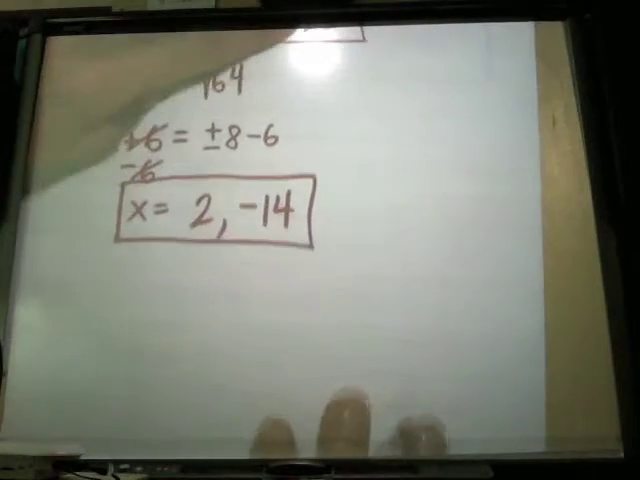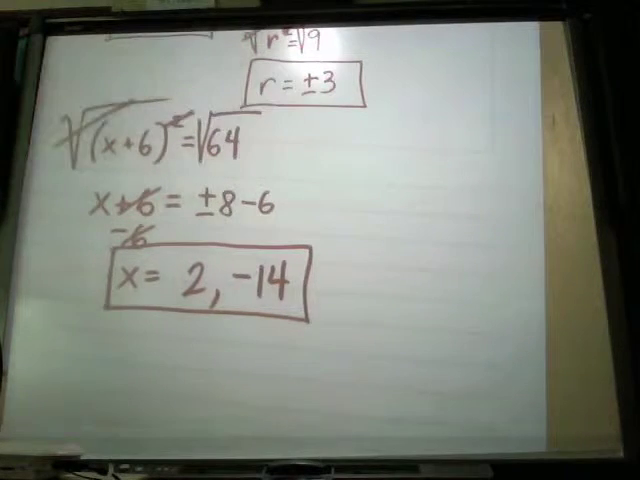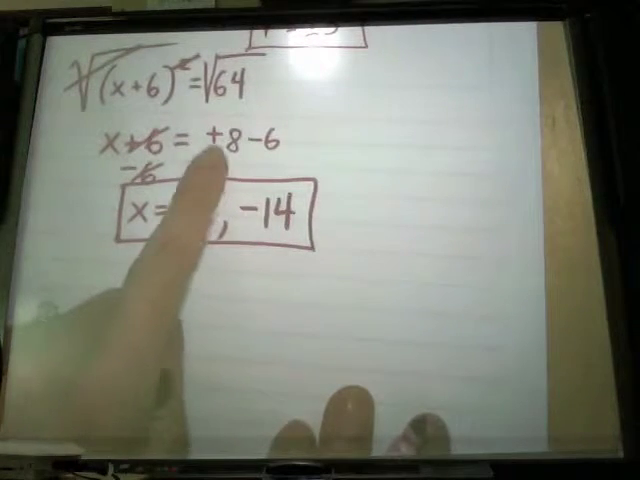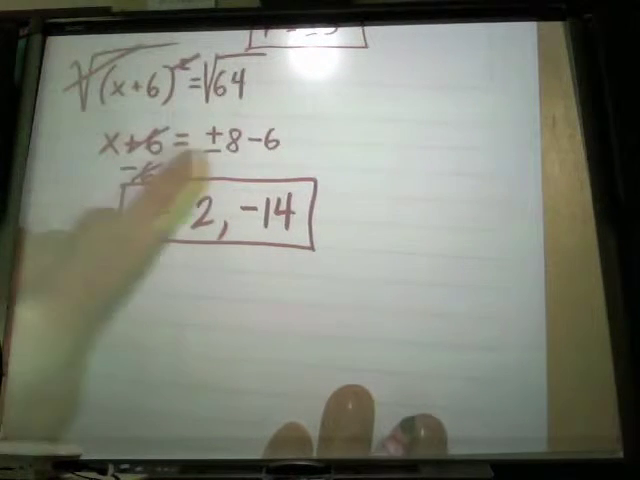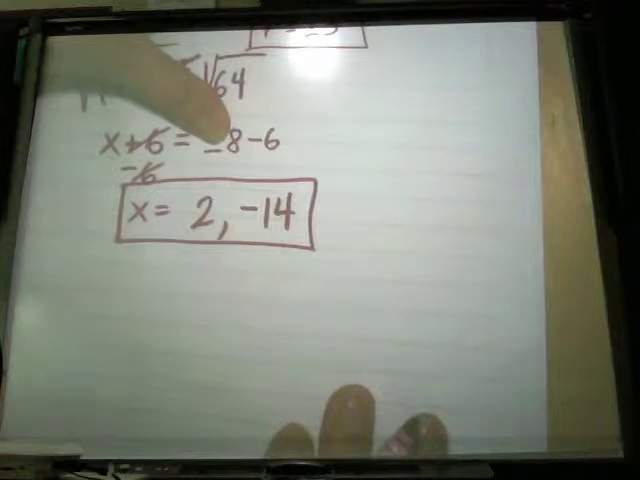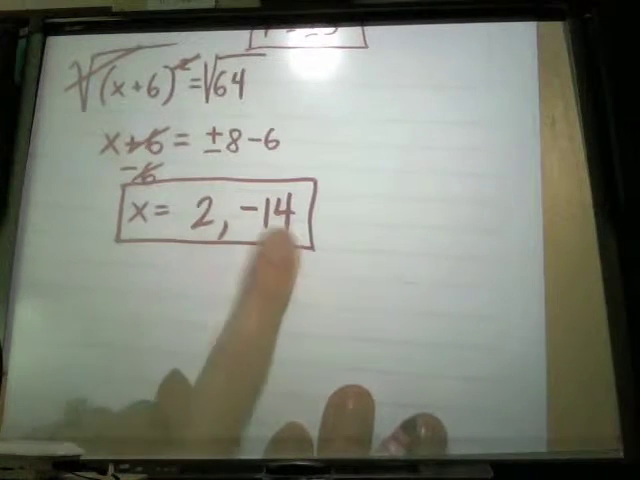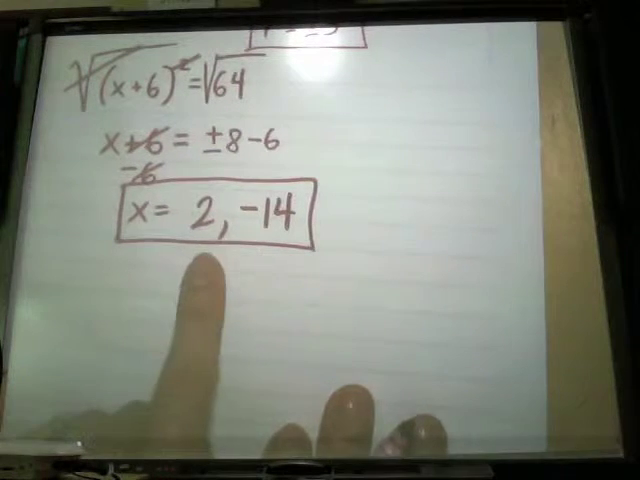In some cases, if it's the same number, positive 3, negative 3, you just put that plus minus in front. But if you get something like this, plus or minus 8 and minus 6, I need you to find the actual two answers. Again, the positive 8 minus 6 gives 2. What if it was negative 8? Negative 8 minus 6 makes negative 14. Here are my two answers. Every quadratic equation should have two answers.